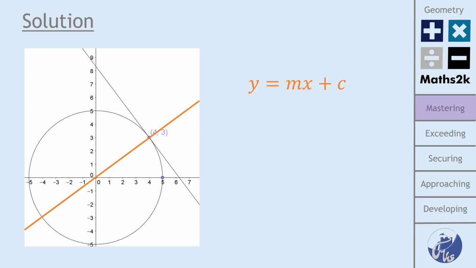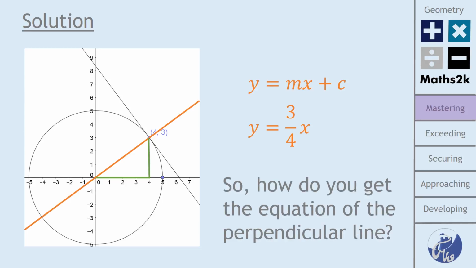Now, the gradient for this line is fairly straightforward to work out. If the point was somewhere else on the circle, you may have a negative gradient to start with, but you are going to use this information, and so we can get that the equation of this line will be y equals 3/4 x, where the gradient is 3/4, and the intercept is 0 because it goes through the origin. And so the next stage really is, well, how do you get the equation of the perpendicular line to this, the one that we want, now that we know this information about this orange line? And this is where, if you have done this previously, some knowledge about how to find gradients of perpendicular lines is useful.